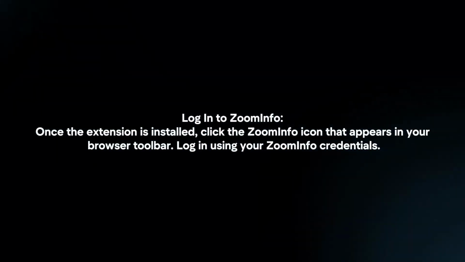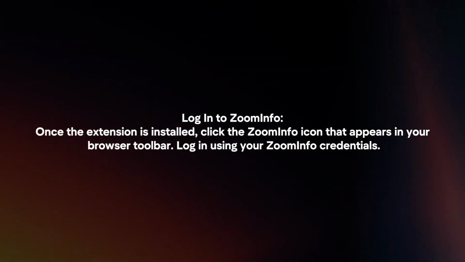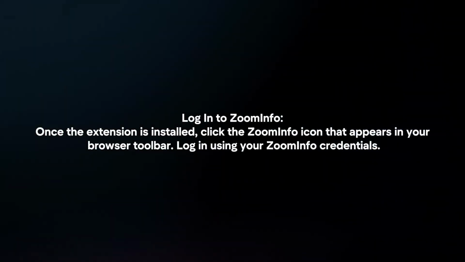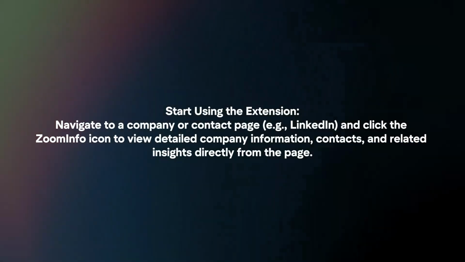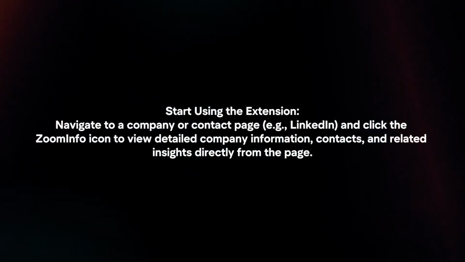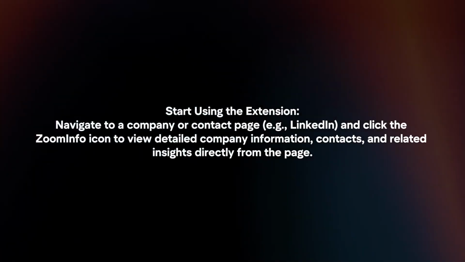Log into ZoomInfo. Once the extension is installed, click the ZoomInfo icon that appears in your browser toolbar. Log in using your ZoomInfo credentials. Start using the extension. Navigate to a company or contact page and click the ZoomInfo icon to view detailed company information, contacts, and related insights directly from the page.